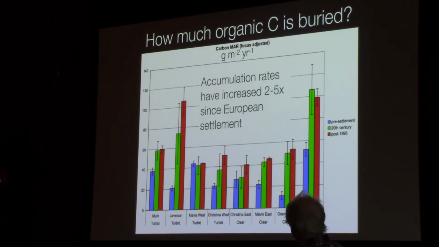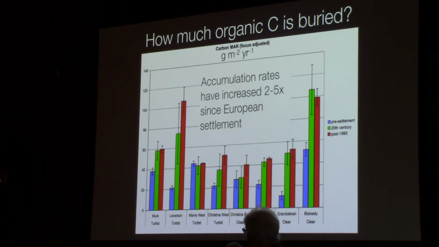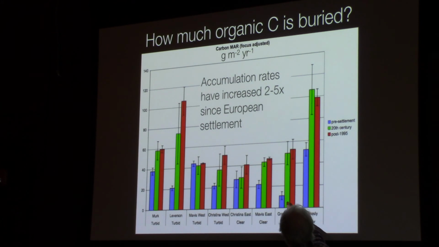So what we're looking at here, so these are different lakes. So these are the names of the different lakes. Some are turbid, some are clear. So these are the macrophyte systems over here. And then the different colors represent, so this was before European settlement, this is 20th century, and then this is post-1995. So before European settlement, a longer period of time during the 20th century, and then this is the very recent stuff. And for the most part, all the lakes show the same pattern, where you have lower accumulation in the past, higher accumulation rates presently.